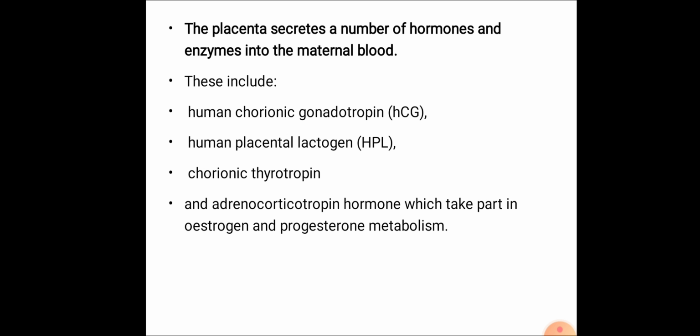Numerous enzymes and hormones are secreted by placenta into the maternal blood. These include HCG, which is human chorionic gonadotrophin, HPL, which is human placental lactogen, chorionic thyrotrophin, and adrenocorticotrophin hormone, which takes part in estrogen and progesterone metabolism.